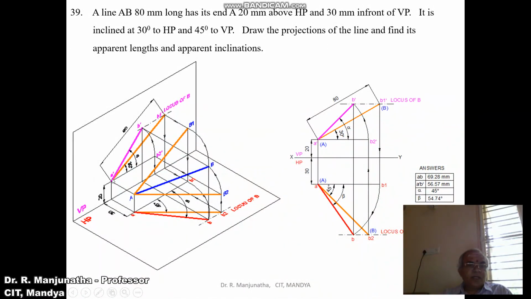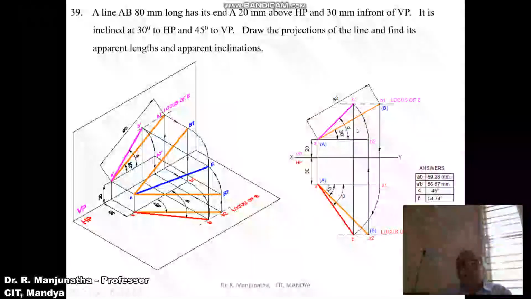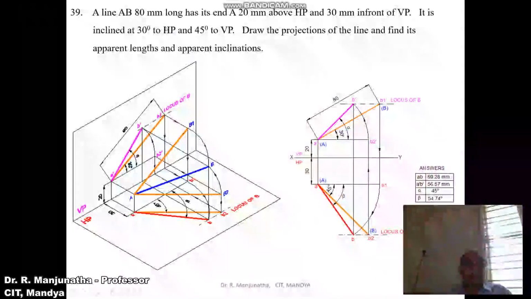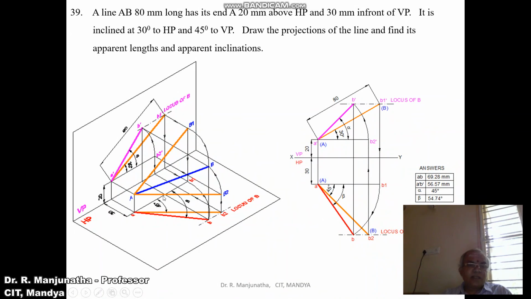So this is A dash, B1 dash, which is also called capital A and capital B. But here we are using that for the space. But capital A, B1 is the one which is going to be considered. You can see here capital A and capital B is the true length of the line, 80 mm long, which is inclined at 30 degrees, and 45 degrees to VP. So which is the line? Again, the true length of the line is inclined at 45 degrees to VP. The true length is the same, both in the front view as well as in the top view.